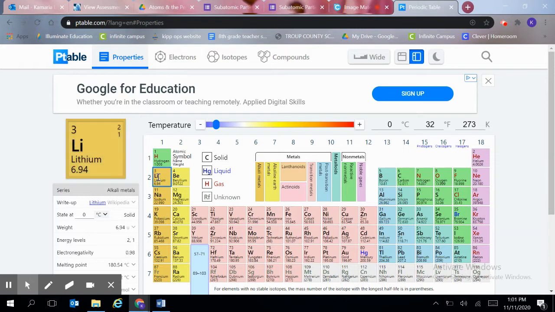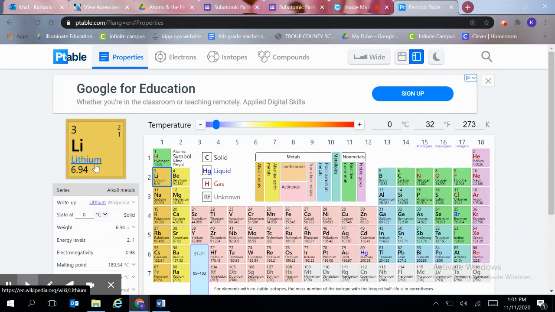Lithium. The atomic symbol is Li. The name is lithium. The atomic number is always the smallest number. And it also tells you how many protons you have and how many electrons you have in a neutral atom. So if we're looking right here, the atomic number of lithium is 3. The atomic mass is what we want to round to a whole number. And so right now it's 6.94. That would round to 7.